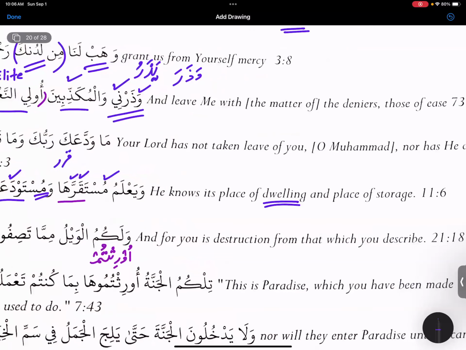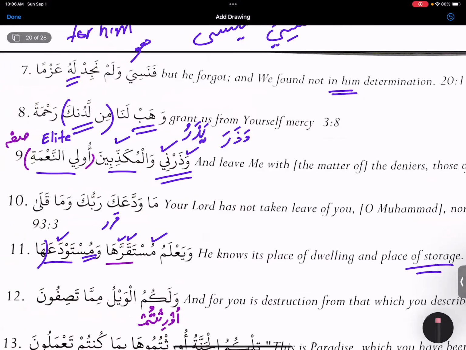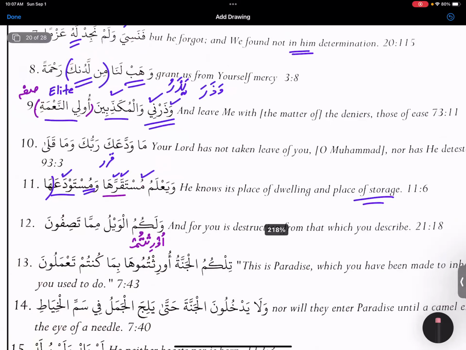And mustauda' is the place of storage. Subhanallah. What is the place of storage it is referring to? The grave, the place of burial. It is talking about Allah subhanahu wa ta'ala. He knows your mustaqar, your place of living. Where exactly we are going to put our feet in this world, where we are going to live, and where we are going to die, He knows all of it.